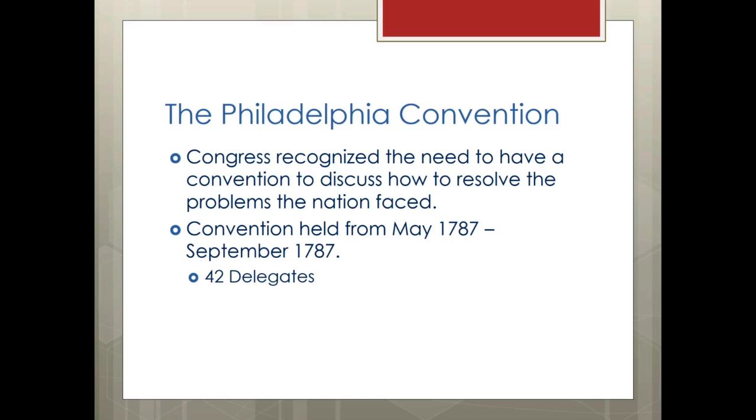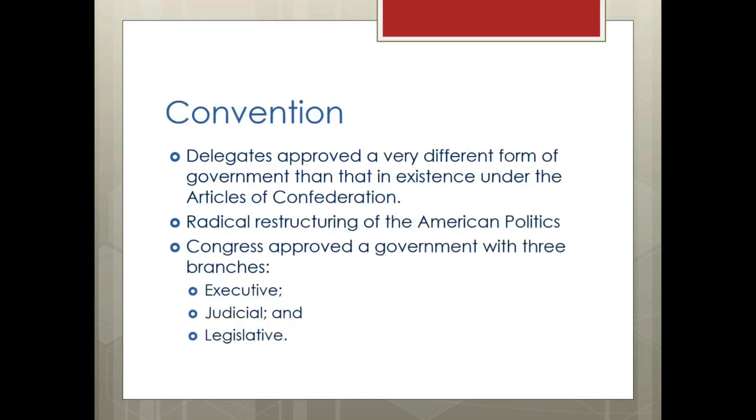And that convention, again, beginning in May of 1787, lasted till September 1787. It was made up of 42 delegates. The initial purpose of the convention was to find a way to modify the Articles of Confederation in order to address the problems that the country faced, the economic problems, the military problems, the foreign relation problems.